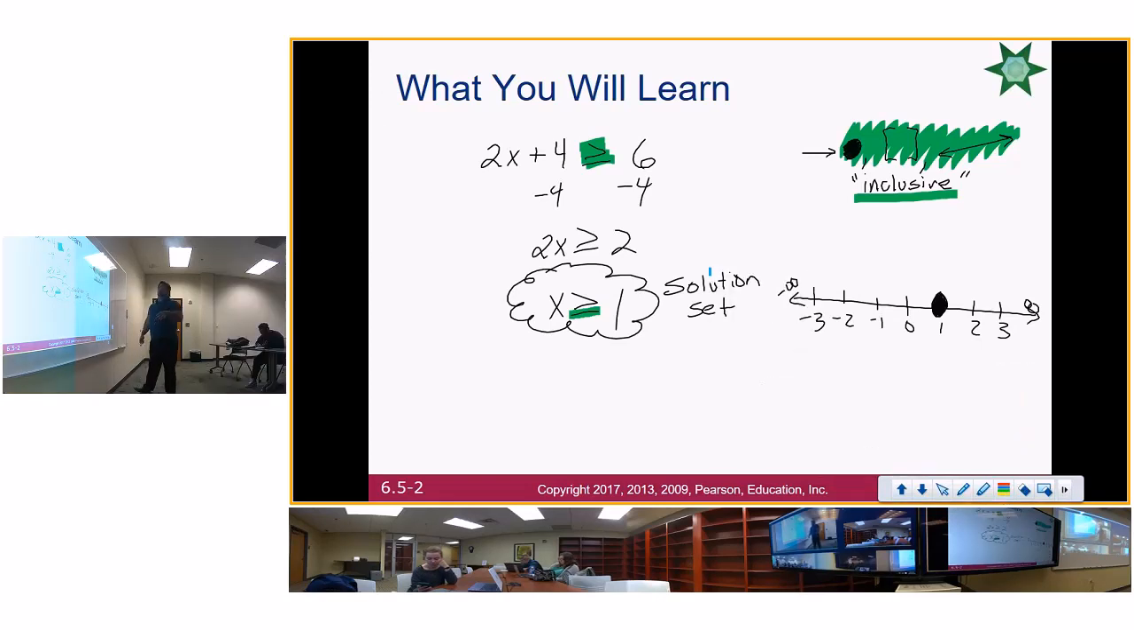What numbers are greater than 1? To the left or to the right? To the right.